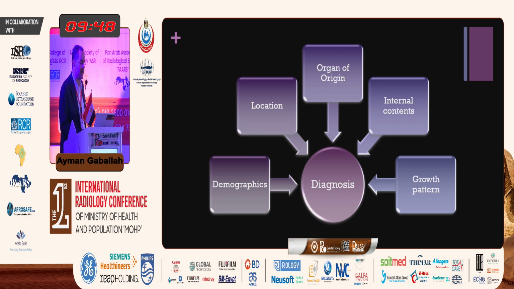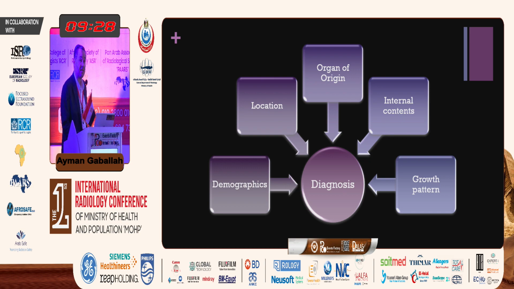Some of these clues will be the demographics: how old is the patient, young, adult, or old, and also male and female. There are some differences between different patients. At the same time, the location, as we said, intraperitoneal masses are different from retroperitoneal masses. And also the organ of origin. If we can find the organ of origin, it's going to be easy.